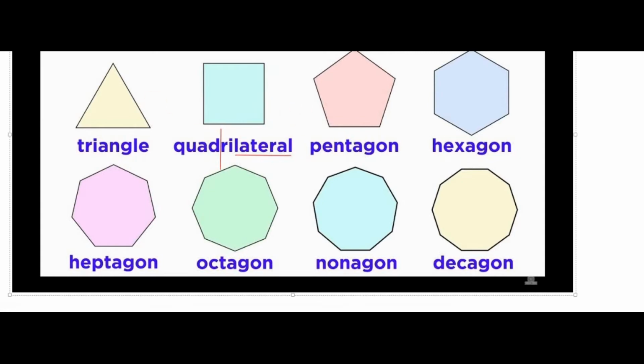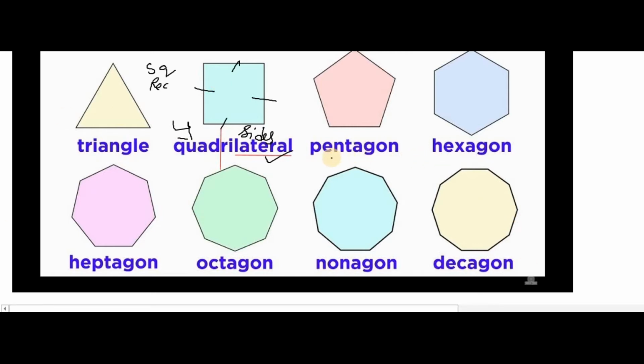Quad means 4 and lateral means sides. Here you have 1, 2, 3, 4. So a picture with 4 sides is called a quadrilateral. So what are the different quadrilaterals we have? Of course we know square and rectangle, but there are so many quadrilaterals that we will see afterwards. First we will complete all the polygons and then we will see the different quadrilaterals we have.